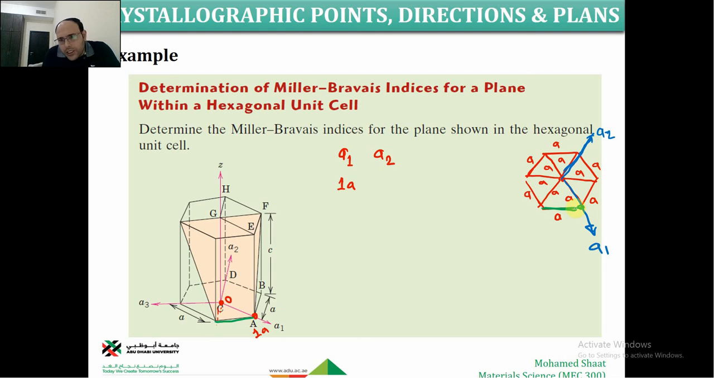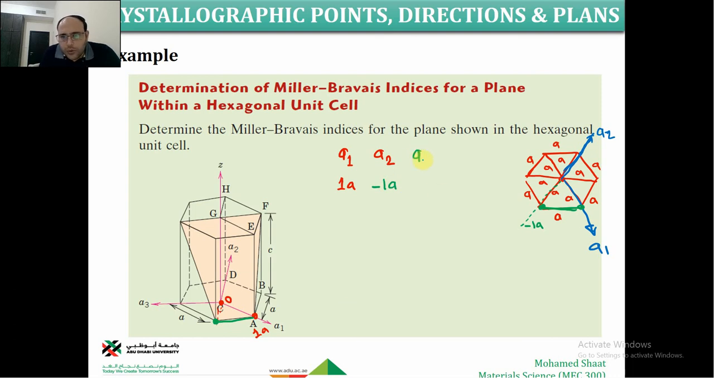So this edge is a part of the plane, and if you try to extend the A2 down in the negative, they're going to intersect at a point. This point will be located at the negative 1A, at the negative 1 with respect to the A2. It means that A2 will intersect with the plane at a point located on the negative side at a distance A of A2. It means that this will be negative 1A with respect to A2.